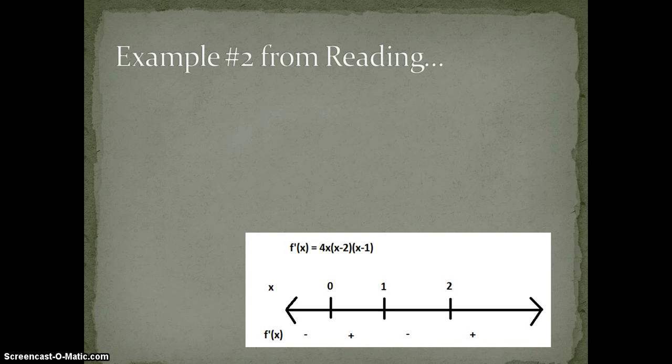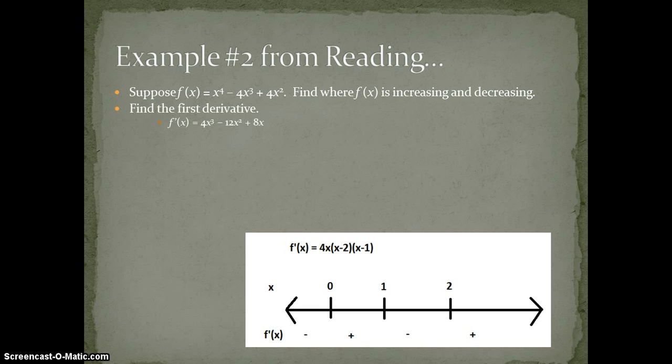So let's take a look at some examples here. Suppose that f of x is equal to x to the fourth minus 4x cubed plus 4x squared. Find where f of x is increasing and where f of x is decreasing. Well, as we just learned, it'll be helpful to find the first derivative, because if the first derivative is positive, we know that f is increasing. And if the first derivative is negative, f of x is decreasing. So when we take the derivative, we get f prime is equal to 4x cubed minus 12x squared plus 8x.